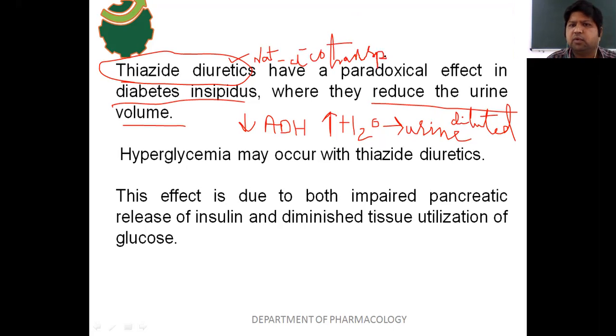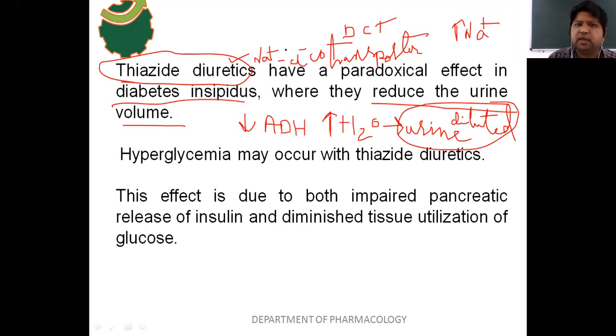By blocking the sodium chloride co-transporter, especially in the distal convoluted tubule, they increase excretion of sodium. I would also like to say that they prevent reabsorption of sodium, whatever the 5 to 8% or 10% of sodium that is reabsorbed, that will be blocked. So that sodium comes in urine. The urine that is diluted in diabetes insipidus, due to the effect of thiazide diuretics, sodium will be added to the urine, and urine becomes concentrated.